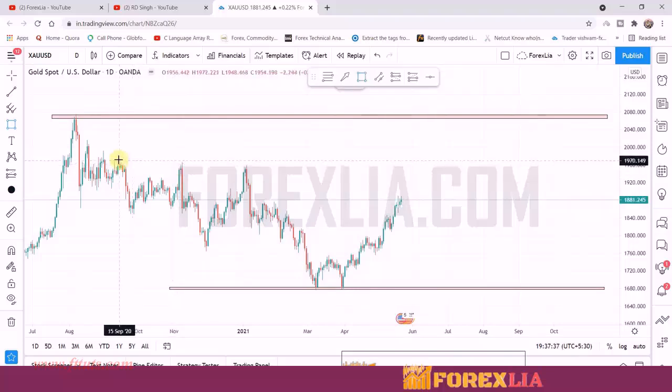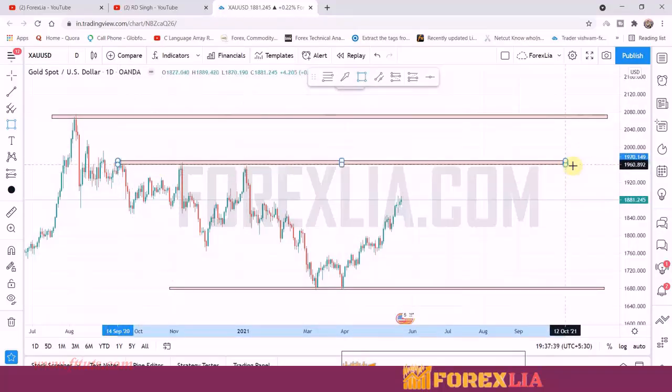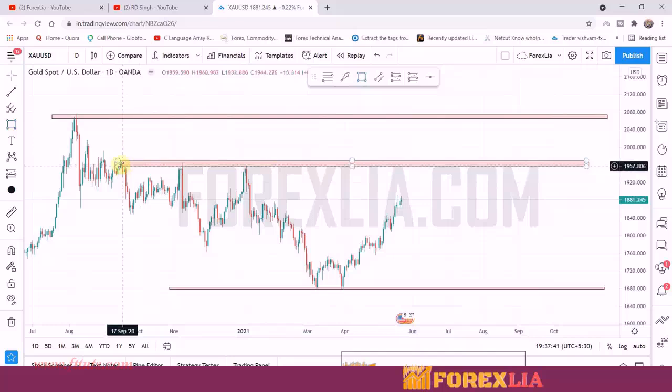If we mark the market at this point, then here you will see the market stopped once, stopped twice, and it stopped a third time. This means that this point is very strong. Here the market has stopped 3 times.